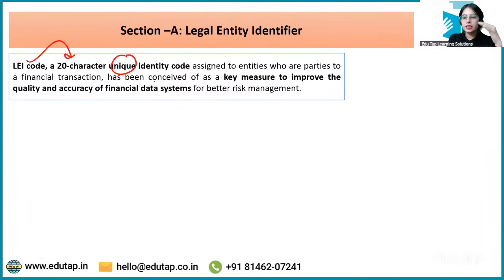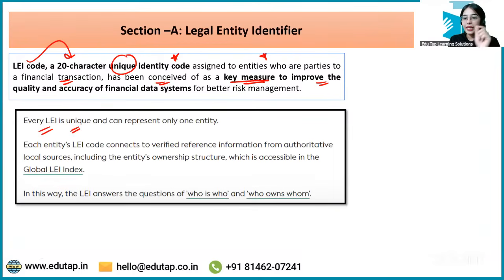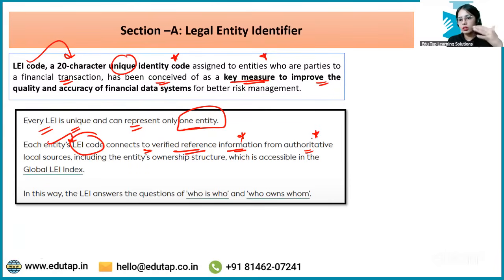So LEI code is a 20-character unique identity code assigned to entities who are parties to a financial transaction. This has been conceived of as a key measure to improve the quality and accuracy of the financial data. So LEI is unique. Every LEI is unique. It can represent only one entity. Each entity's LEI code connects to verified reference information from authoritative local sources. So basically, if you put the LEI code, it will provide you the information about the entity from the authoritative local sources, including the entity's ownership structure, which is accessible in the global LEI index.